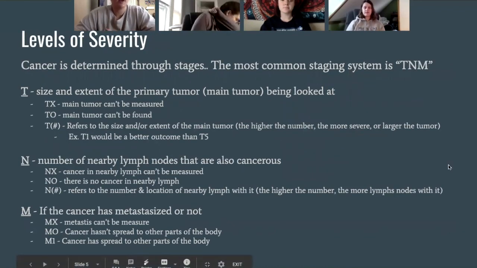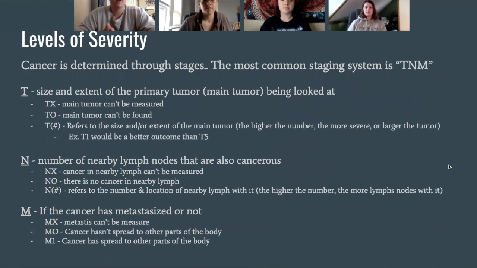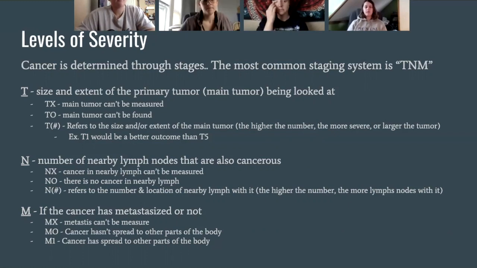Cancer is determined through stages, and the most common staging system is the TNM. T stands for the size and extent of the primary tumor, or the main tumor that's being looked at. So I gave examples below, but TX means the main tumor can't be measured. T0 means the main tumor can't be found. And then T with a corresponding number refers to the size and the extent of the main tumor. The higher the number, the more severe or larger the tumor is. So, like I said, T1 would be a better outcome than T5.